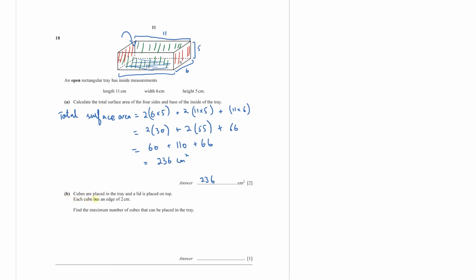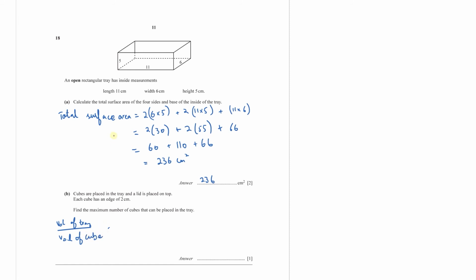So part B is cubes are placed in the tray and a lid is placed on top. Each cube has an edge of 2 centimeter. Find the maximum number of cubes that can be placed in the tray. So let me just erase this so that I can draw for this part here. So by reading this question, you might think that you have to divide the volume of this whole tray by the volume of this cube. So volume of tray divided by volume of this one cube.